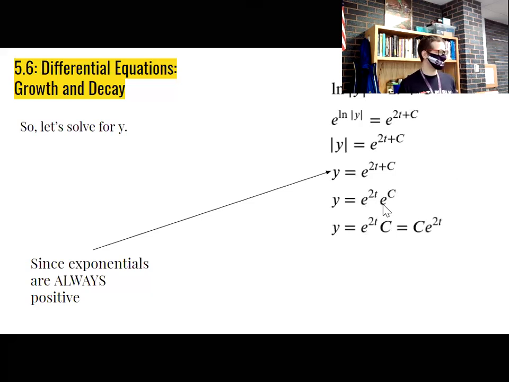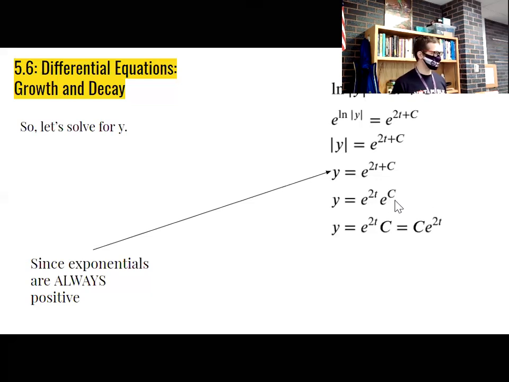we can then turn e to the c into c, a giant C. Now this feels like a giant trick, and it kind of is. So thinking about this, c is some constant, right? It's just some number. I don't know what that number is, but it's just some number. When I have e to the c here, it's e to some number. So really, e to the c is just some number. So e to the c might as well just be a constant all by itself.